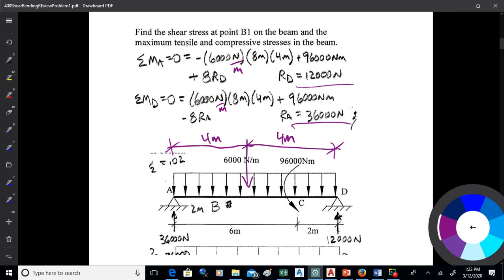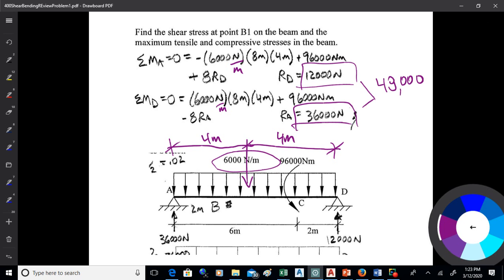What I can then do is check that, because I'll add these two together and get 48,000 when I add them together. And that equals the downward load, the 6,000 times the 8 meters. All right, so that all works out. I've got a check on that, and that's good. So we're good with the reactions.